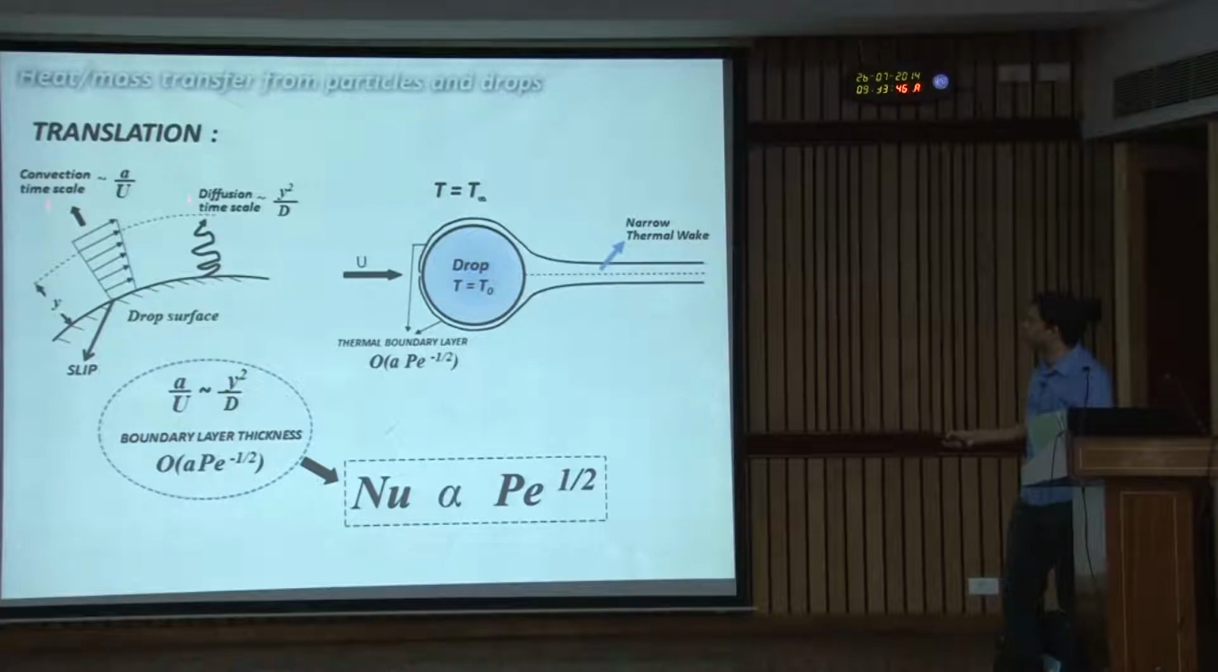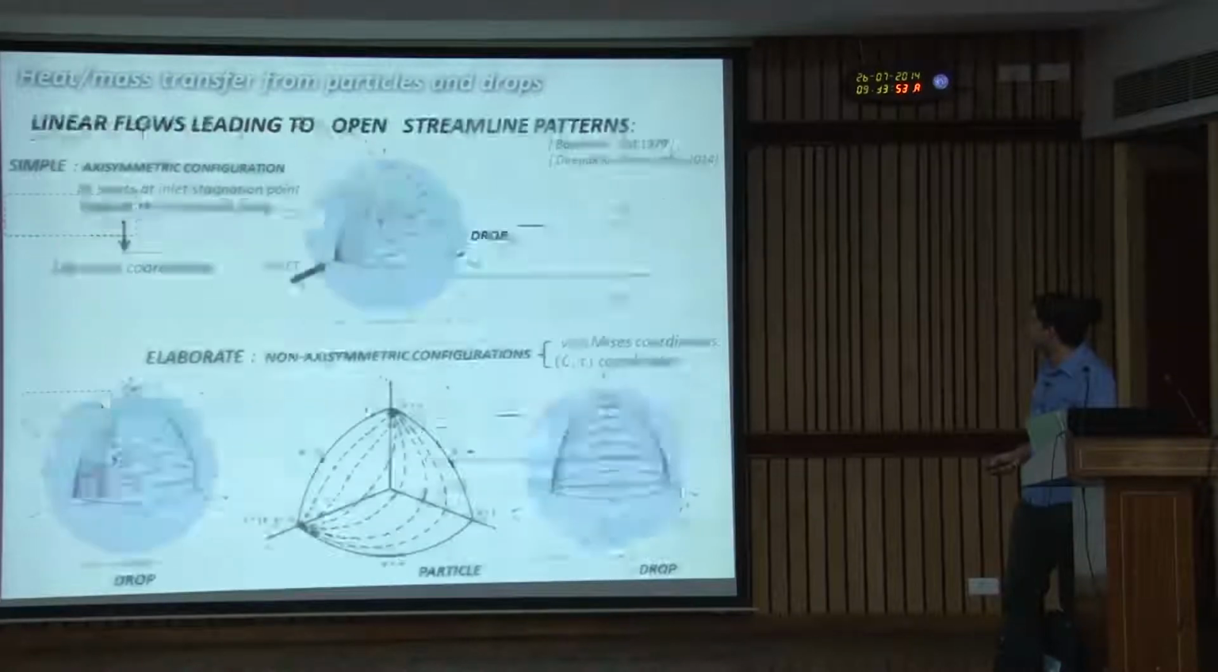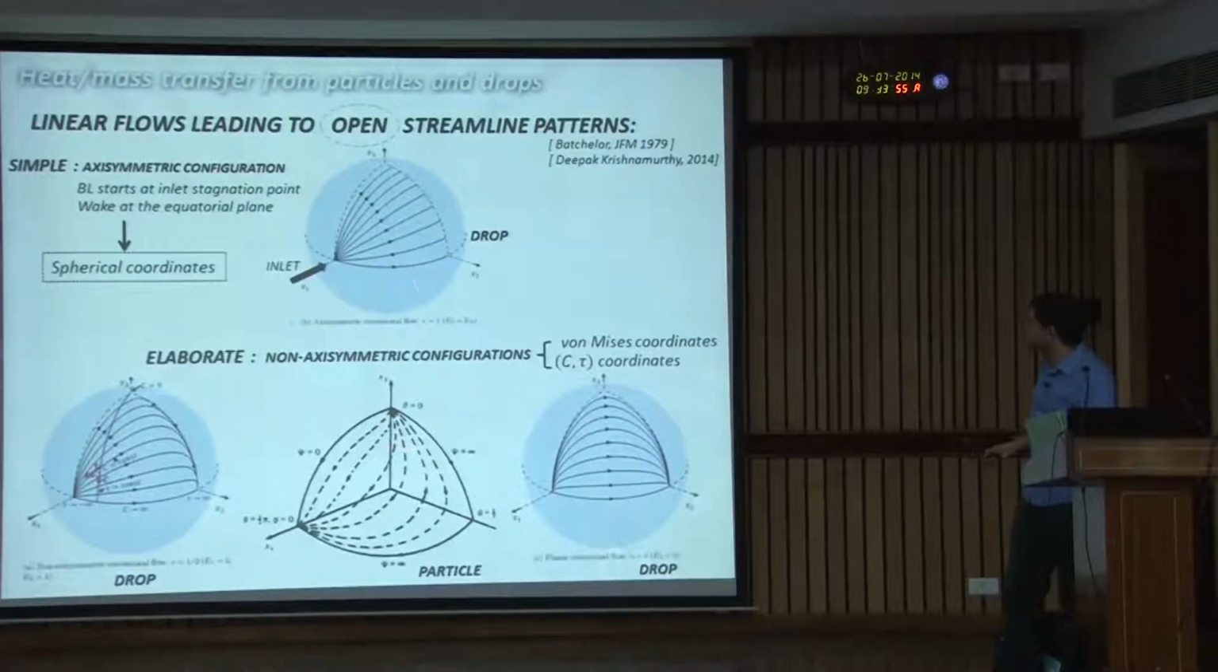But here the convection is just A by U, balance is diffusion. That same argument holds for a linear flow. So, in all these cases, the Nusselt will still scale as Peclet to the 1/3. Okay. So, this is axisymmetric extension. This is the same thing except the extension is no longer axisymmetric.